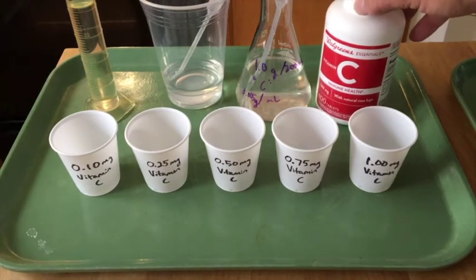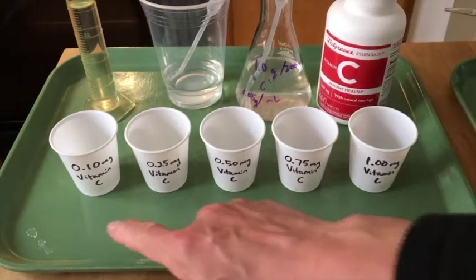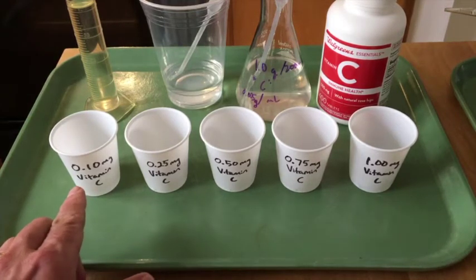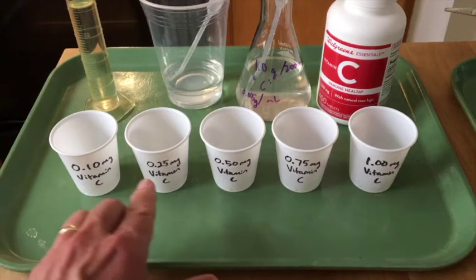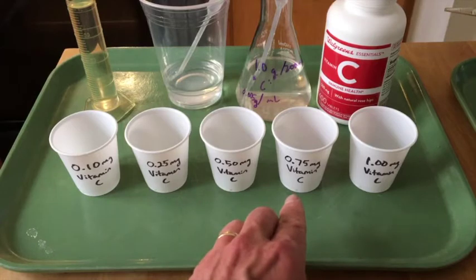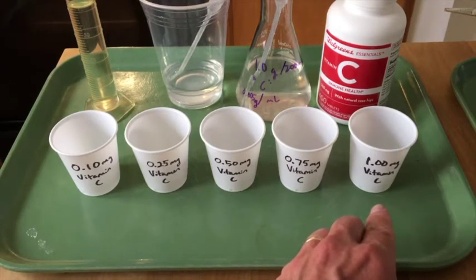So I took some vitamin C tablets and I dissolved them in some water, and I made several solutions out of that with known amounts of vitamin C. It says right here how much each one has. 0.1 milligrams, 0.25 milligrams, 0.5 milligrams, 0.75 milligrams, or 1 milligram. 1 milligram is 1,000th of a gram. So it's a very, very small amount of vitamin C.